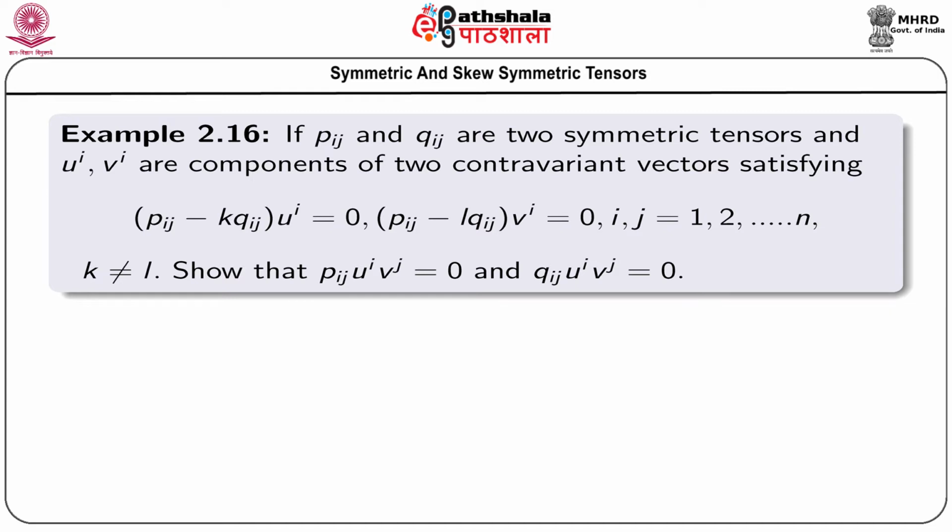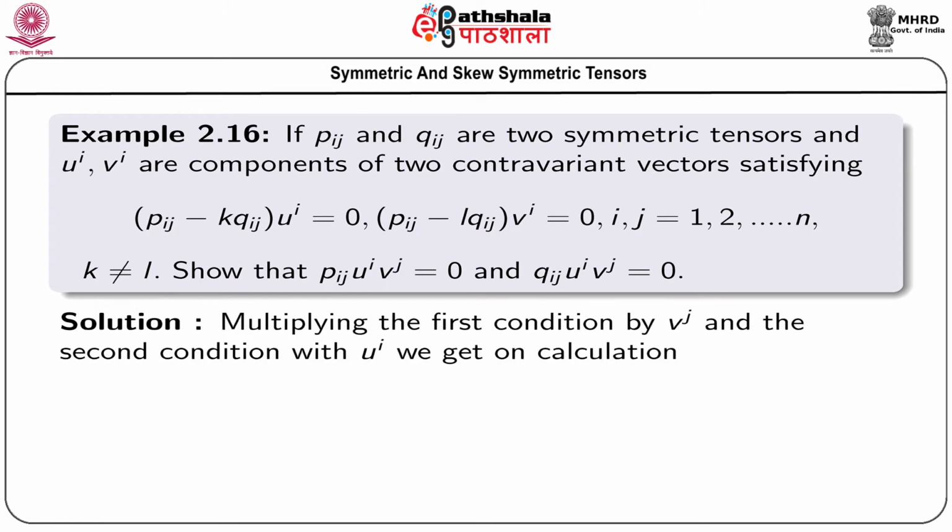Now, let us take another example. If Pij and Qij are two symmetric tensors and Ui, Vi are components of two contravariant vectors satisfying the equations (Pij minus k Qij) Ui equals 0 and (Pij minus L Qij) Vi equals 0, where i, j run from 1 to n and k is not equal to L, then Pij Ui Vj equals 0 and Qij Ui Vj equals 0. We have to show these relations.